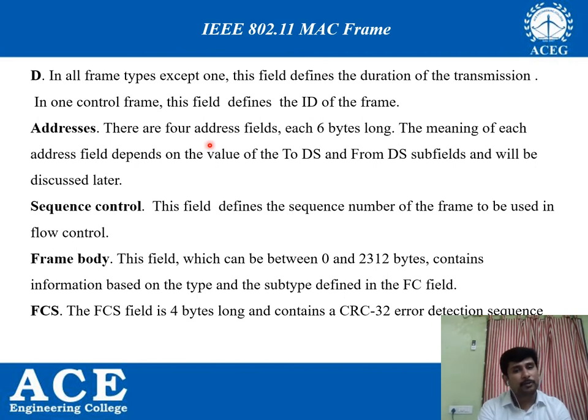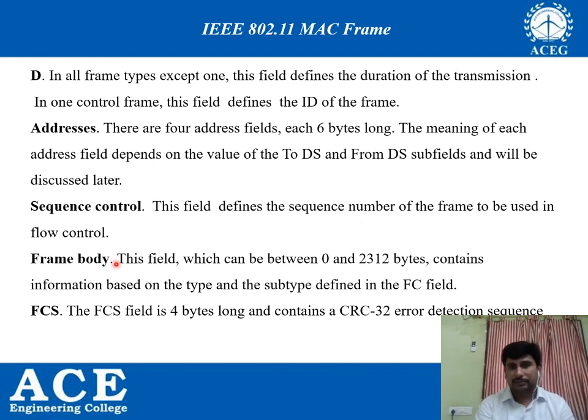Next, we have four different types of addresses, address 1, 2, 3 and 4. Each of them is 6 bytes long. The meaning of each address field depends on the value of To DS and From DS subfields, which are in the subfields of frame control. We'll discuss it later. The next is sequence control, SC. This field defines the sequence number of the frame to be used in flow control.